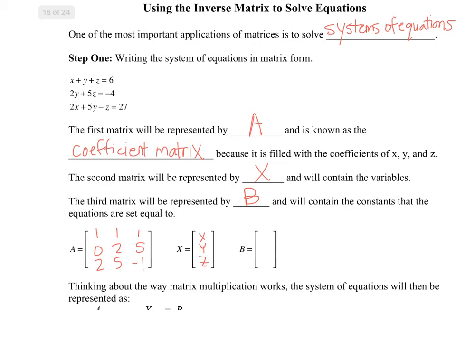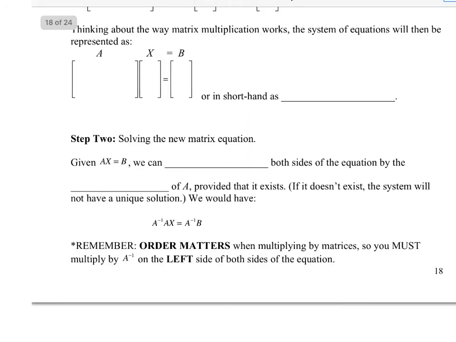They go in a column matrix because of the way matrix multiplication works. The fact that you work your way across this row and down this column, so that we'll have 1x plus 1y plus 1z, and so on. And then matrix B are what they're set equal to, the constants 6, negative 4, 27. So again, in thinking about how matrix multiplication works, the system of equations will then be represented as matrix A times matrix X equals matrix B.